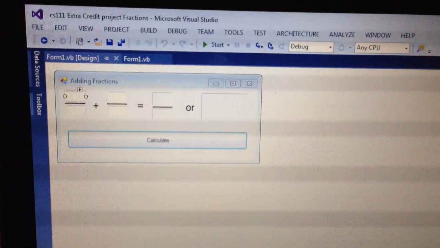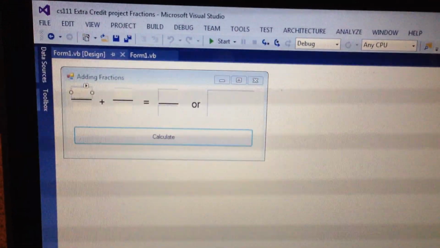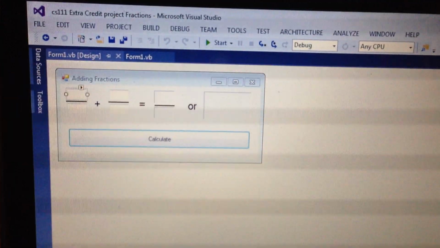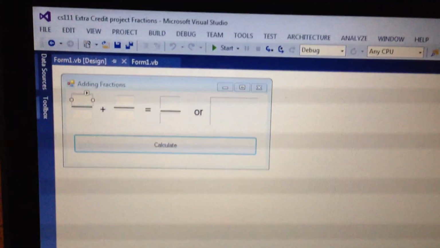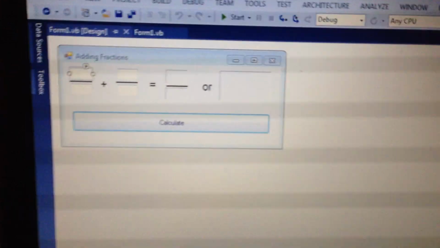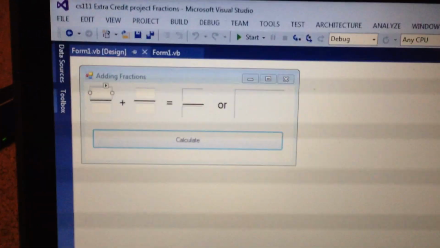Hello everyone, my name is Estevan Fisk and today I will be showing you how to create a program in Visual Basic on how to add fractions. We start off by describing the layout.